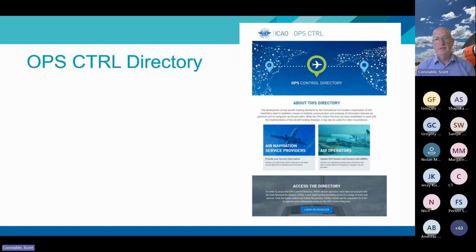So the ops control directory has been developed, and at the moment it is to contain the 24/7 emergency contact details for air navigation service providers, which are essentially the air traffic control and air traffic services providers within states, but also the aircraft operators. There's going to be a module added shortly for rescue coordination centres as well. So rescue coordination centres around the world will be able to log into this secure directory and be able to find the appropriate contact details.